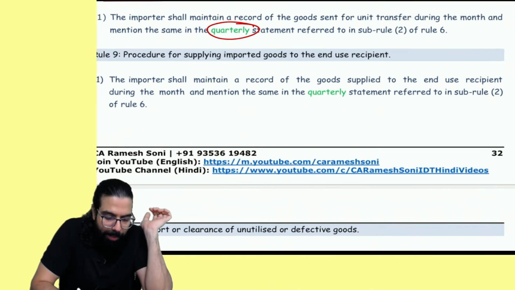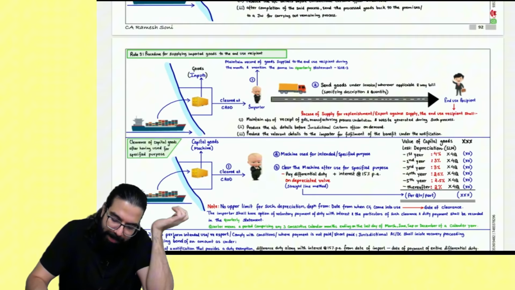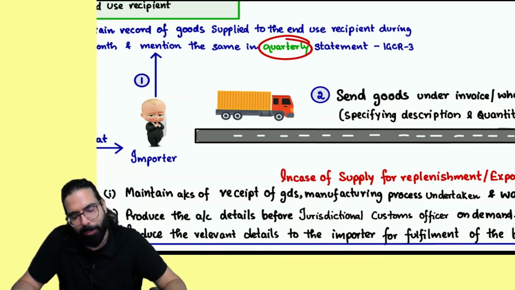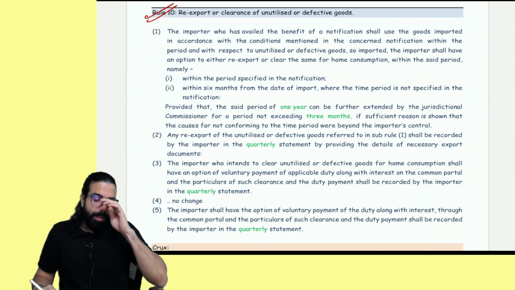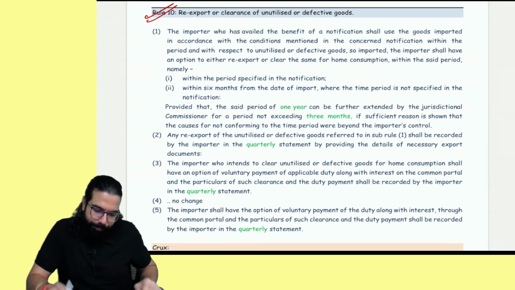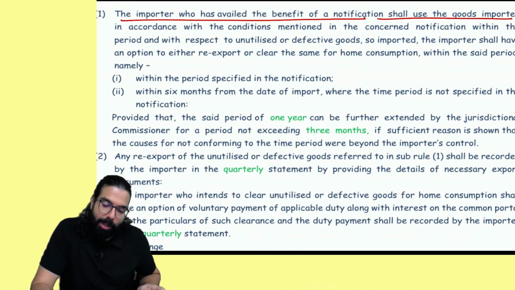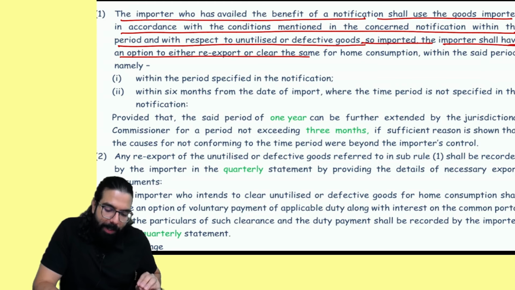That's all. Sir, can I supply it for specified end use? Yes, you can supply it for specified end use, but the monthly has now become quarterly. You should give the details in the quarterly statement. Okay, then. Sir, re-export. The importer who had availed the benefit of the notification shall use the imported goods in accordance with the notification within the period, and in respect of unutilized goods so imported, the importer has an option either to re-export or clear the same for home consumption.